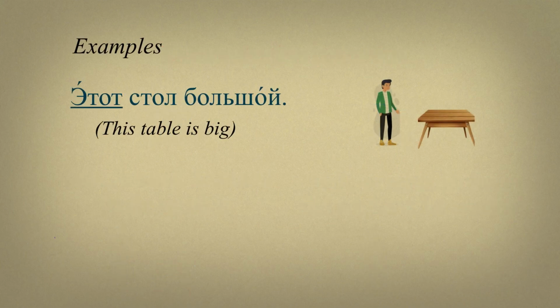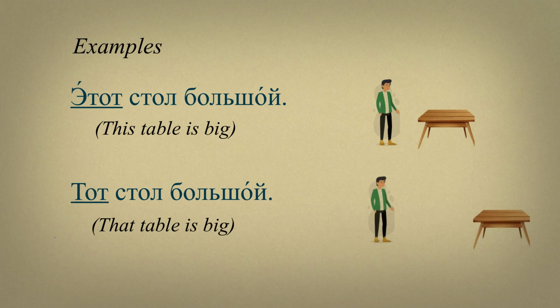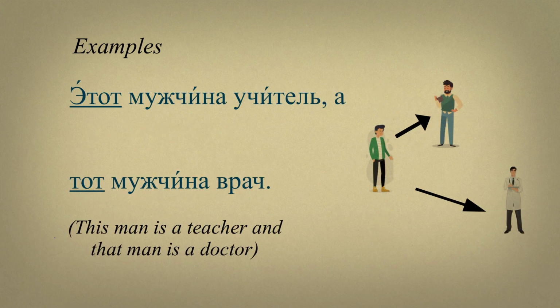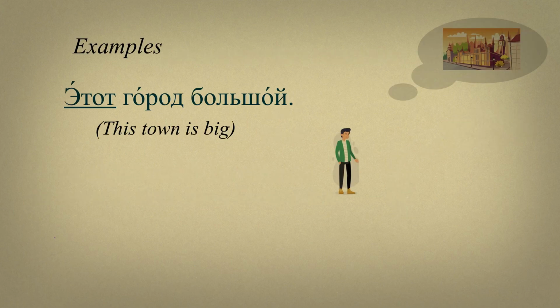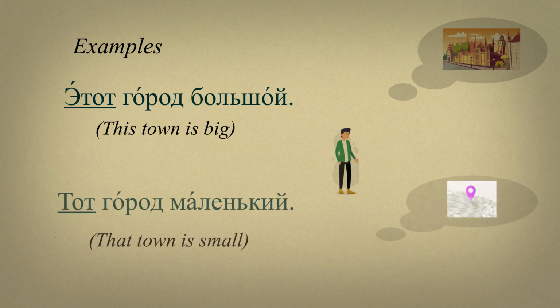Этот стол большой. Тот стол большой. Этот мужчина учитель, а тот мужчина врач. Тот is also used to describe an object which is removed in a space or time from the speaker. For example, этот город большой. Тот город маленький. In the first sentence, этот refers to the city where the speaker is now. In the second one, тот refers to the city which is far away from the speaker. It can be the city where the speaker was before.